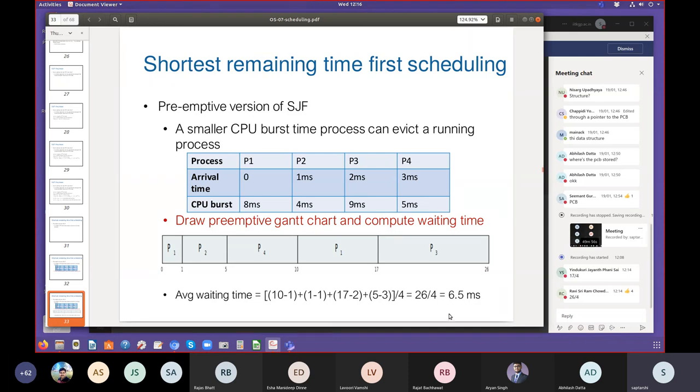Okay, so yeah, 26 by 4 is the answer. Good. If you have any questions, ask. Otherwise, let me proceed.